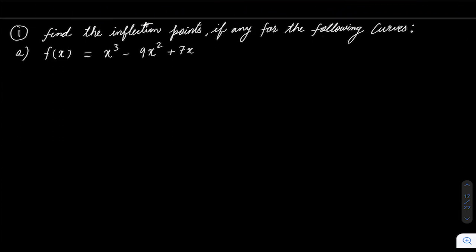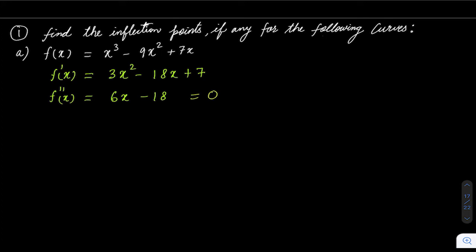So let's see. So this is the question. Now first thing we will do is find the second derivative of this. So let's find first derivative. First derivative is 3x square minus 18x plus 7. Let's find the second derivative. Second derivative will be 6x minus 18. So what you can do after finding second derivative is equate that value to be equal to 0. You will get some points. In this case, we are getting x as 3.